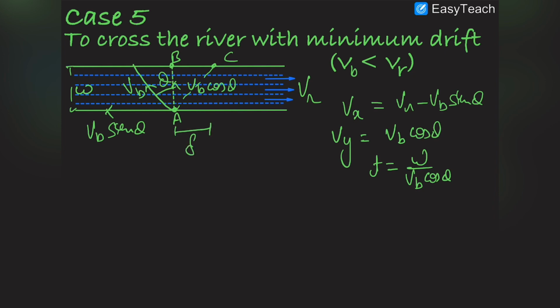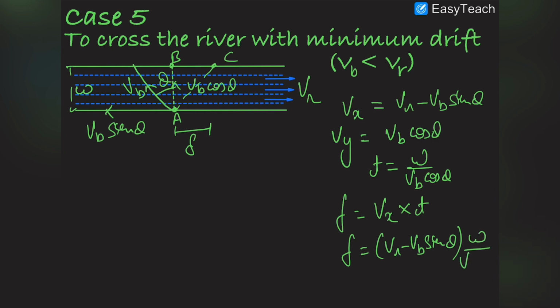Now we need to minimize this drift. First of all, this del is the displacement of the boat in the x-axis along the direction of river flow. So this del can be calculated as the product of the net velocity of the boat in the x-axis and the time taken by the boat to cross the river. So del will be equal to VR minus VB sine theta multiplied by time, which is W by VB cos theta. So del would be equal to W by VB cos theta into VR minus VB sine theta.